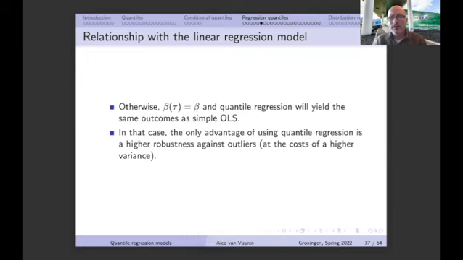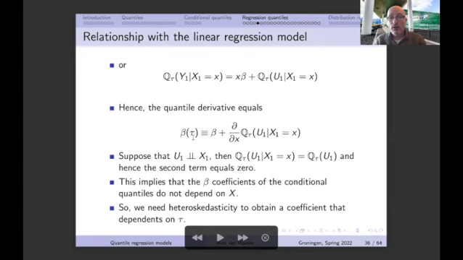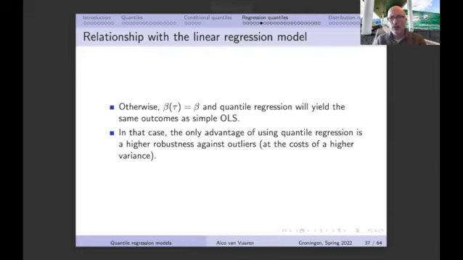Well, this is, of course, generally not true. We can generally expect that there is some heteroscedasticity, and that's already enough to have that the beta coefficients of quantile regression are different from those from linear regression. Therefore, it makes sense to do quantile regression analysis. But of course, it could be the case that we are in a very special case of no heteroscedasticity, and also the higher order moments are equal to 0.